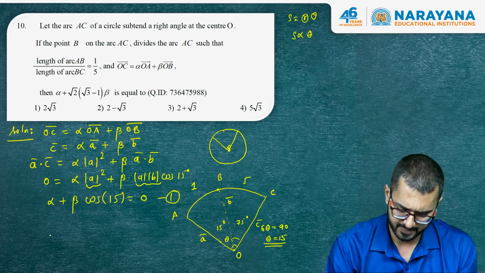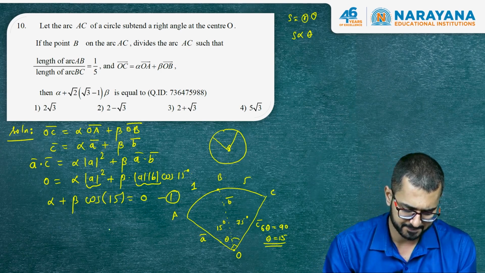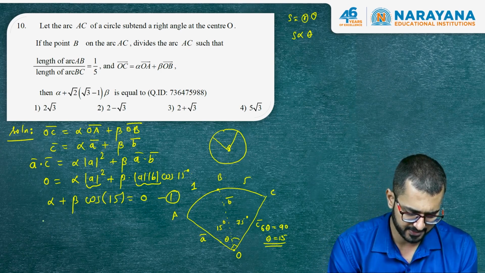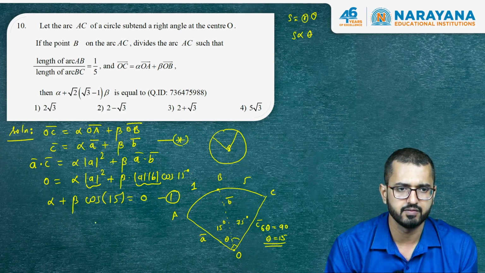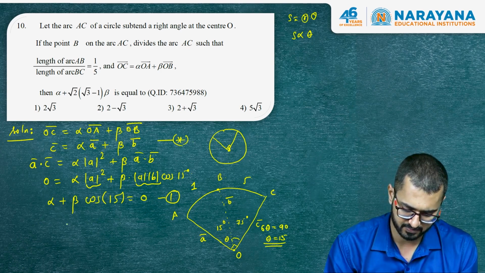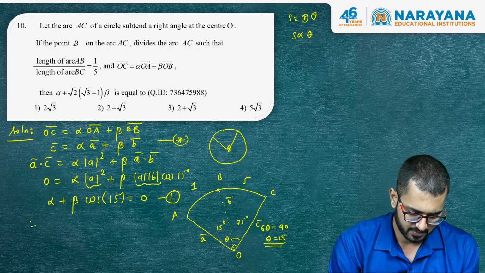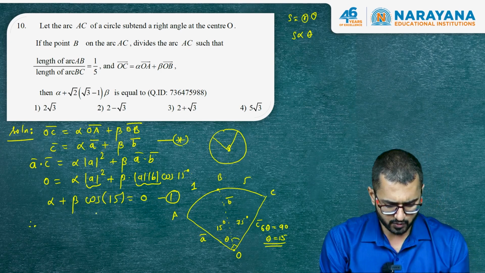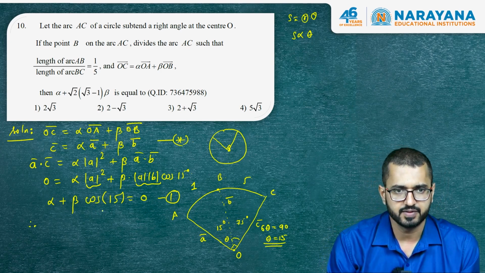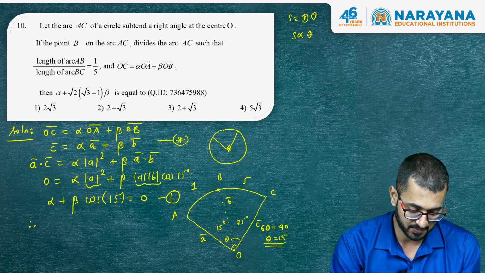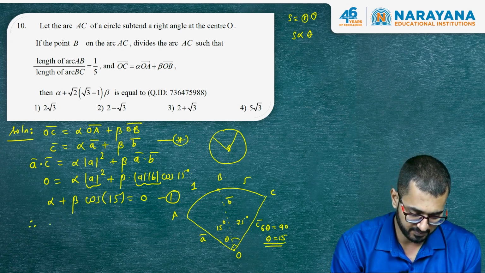So we will now dot with B. If I dot with B, I'll be having this equation, which is my star equation. I'll be dotting with B now. So let us see what we get. Our goal is to get two equations. Solving that would give us the value of alpha and beta, and that's what we are searching for. So yes, let's dot with B.